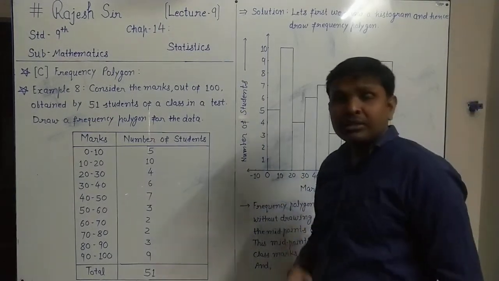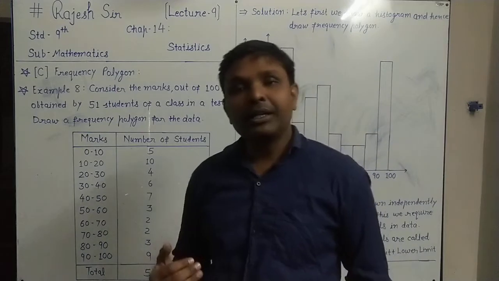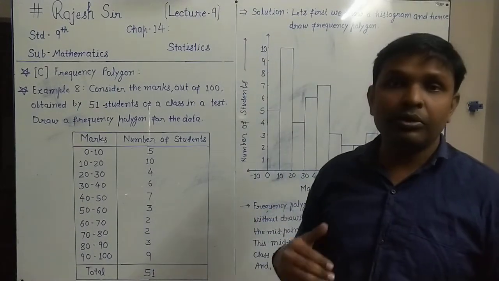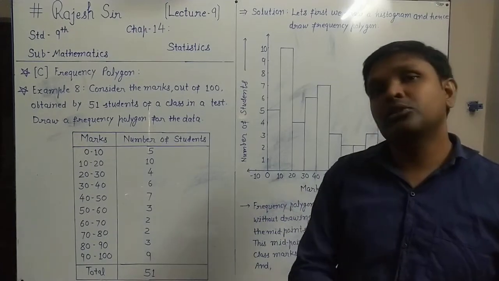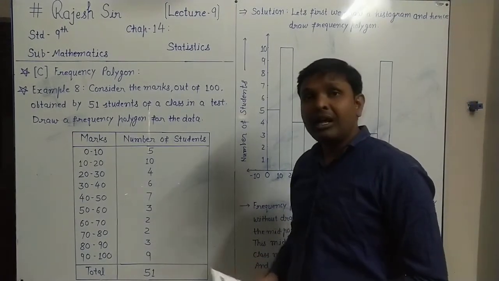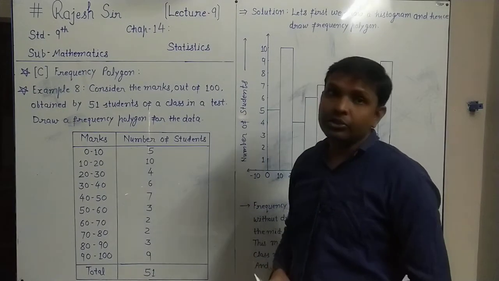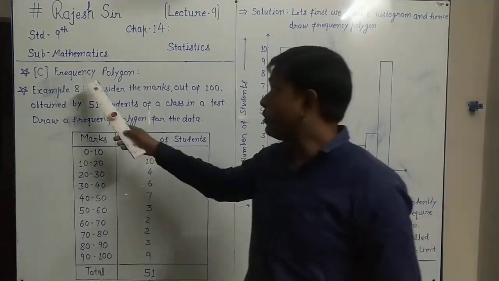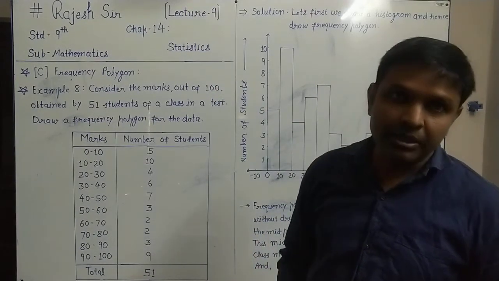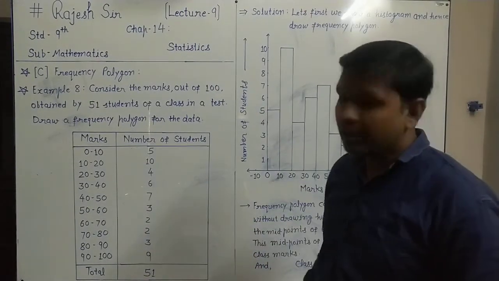In the last two lectures we have seen the histogram. In lecture number 8 we saw histograms of unequal width, and before that histograms of uniform width. The next graphical representation of data is the frequency polygon. In this way also the data can be represented. So let's understand with an example.